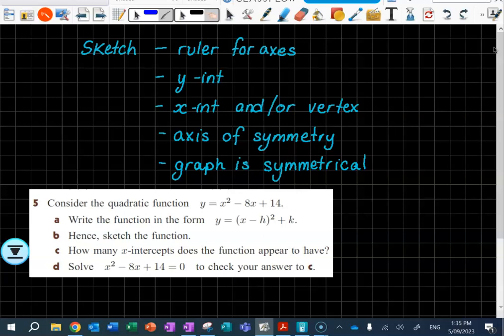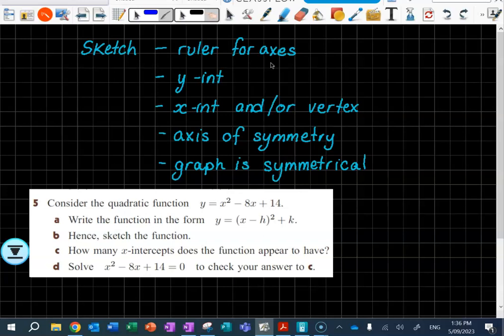For starters, with a sketch, can you please make sure that you use a ruler for your axes? Now I get that sometimes in your workbook you're just going and you do it quickly. That's okay, but you want to get into the habit of using a ruler. Even if it's your ID card, make sure that it's straight lines for your axes. A y-intercept is a must, and you should actually label it. Luca?